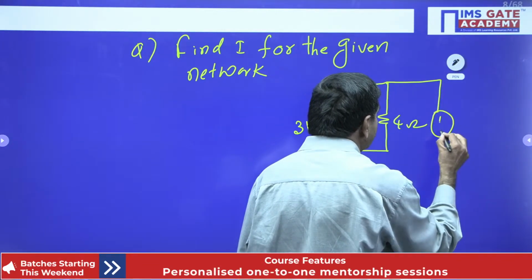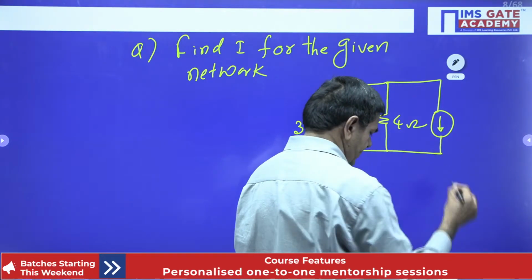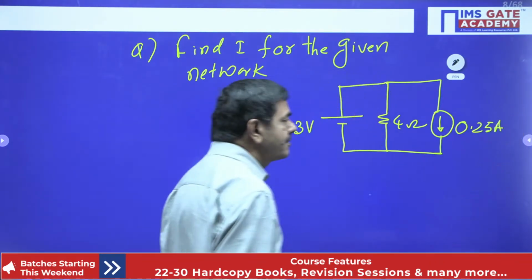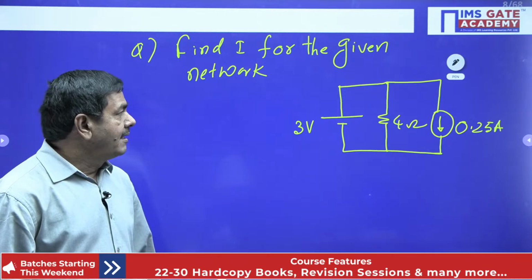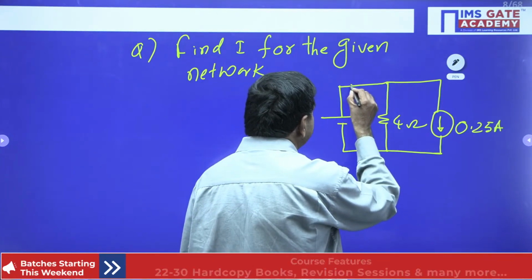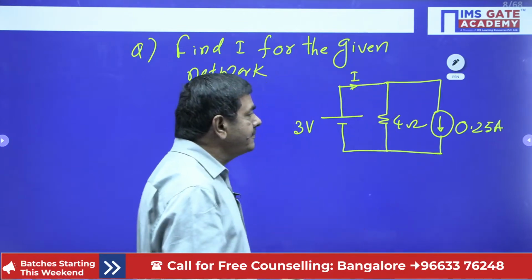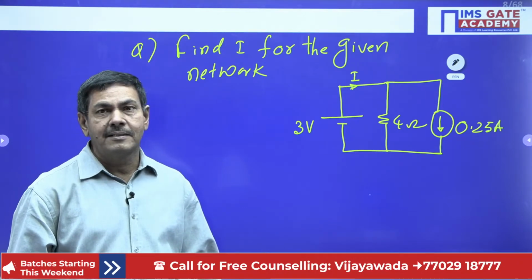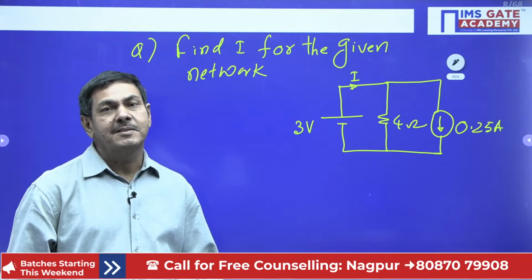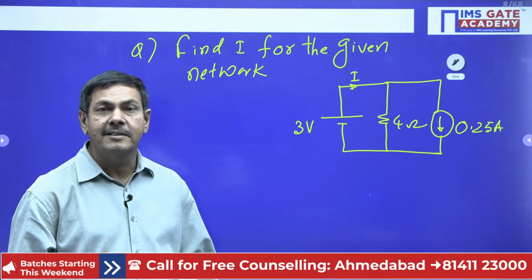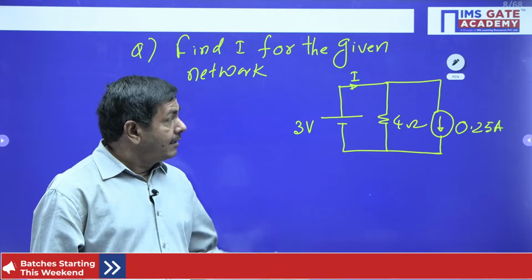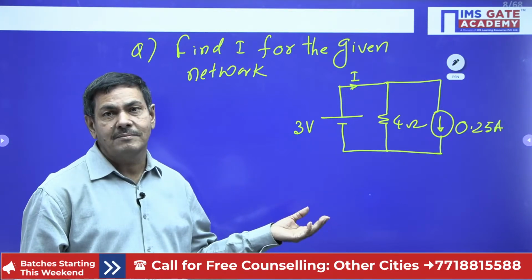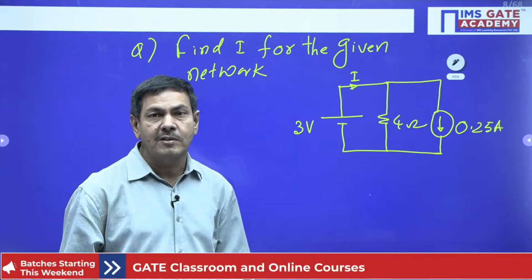Here connected with one current source. This is 0.25 amperes. It's a very simple question, but it is asking to measure these currents. What is I? If such a simple question is given, nobody is going to apply the superposition theorem generally. Sir, why won't they apply the superposition theorem? This can be done by using the superposition theorem, and also it can be done by just applying Ohm's law.